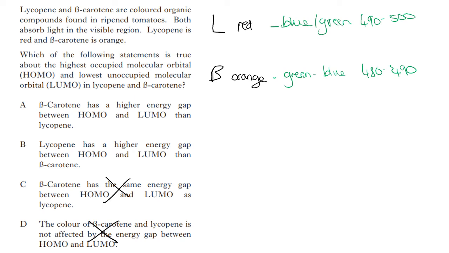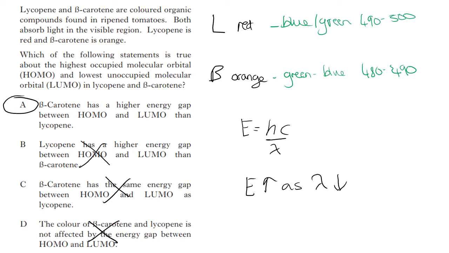So we're just needing to work out which one has got the bigger energy gap or the higher energy gap. Now these numbers are your wavelengths, and energy equals hc over lambda. So energy increases as lambda decreases. So whichever one has the smallest lambda will have the higher energy gap. And the beta-carotene one has the smaller wavelength, so it's going to have a higher energy gap. So beta-carotene is a higher energy gap. That is our correct answer. Okay, so look, whatever colour they are, they absorb the opposite colour.